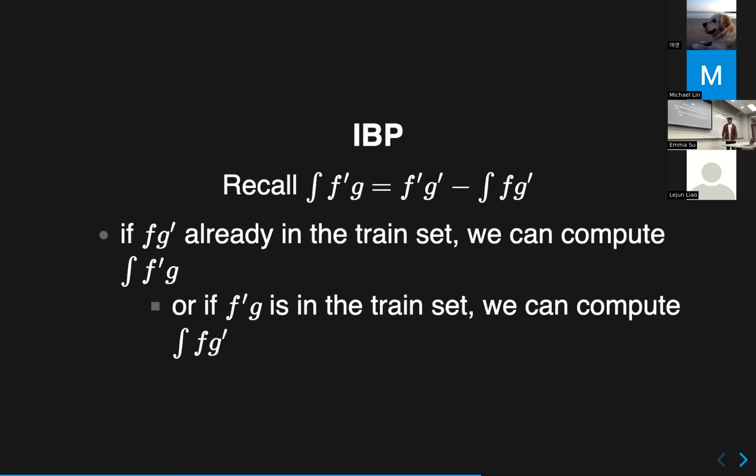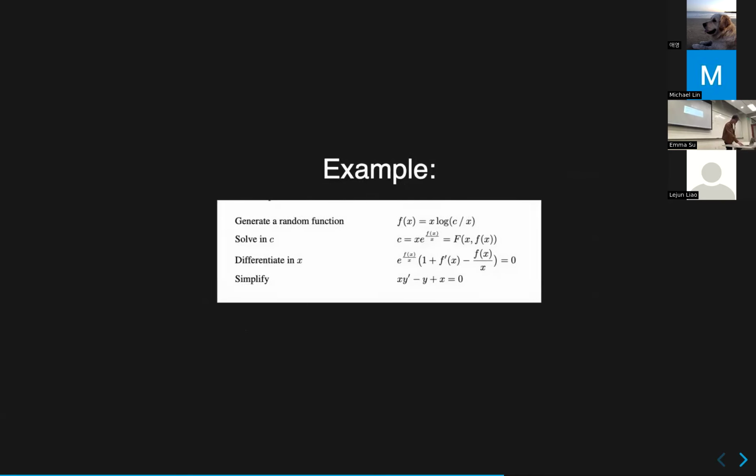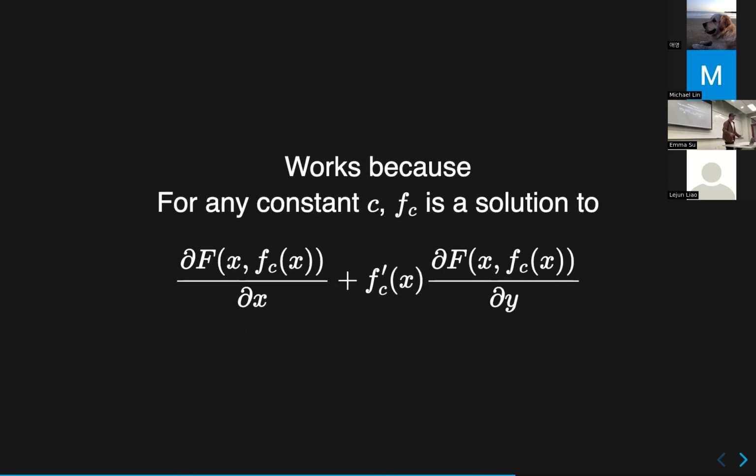Basically, if f prime times g is within their data set, then they can generate all the other expressions within integration by parts. So those are the three unique ideas. They have this scheme for generating ODEs, but I'm not going to get into it. I think I'm running way over time. And then they have another one for generating second degree ordinary differential equations.